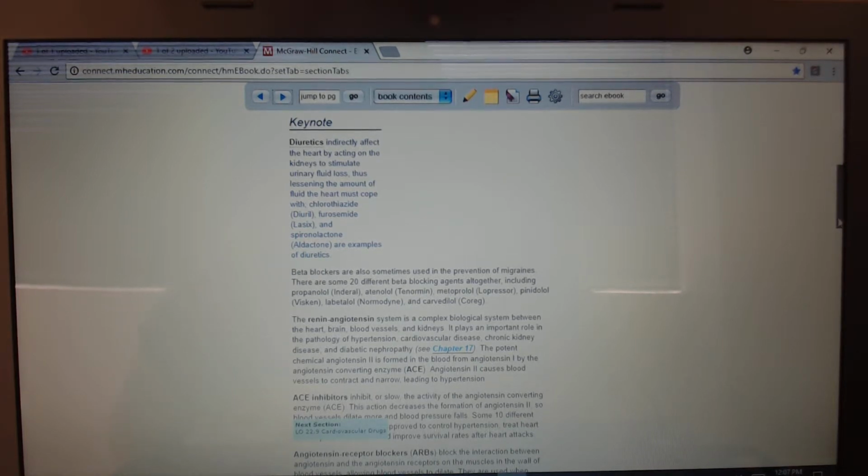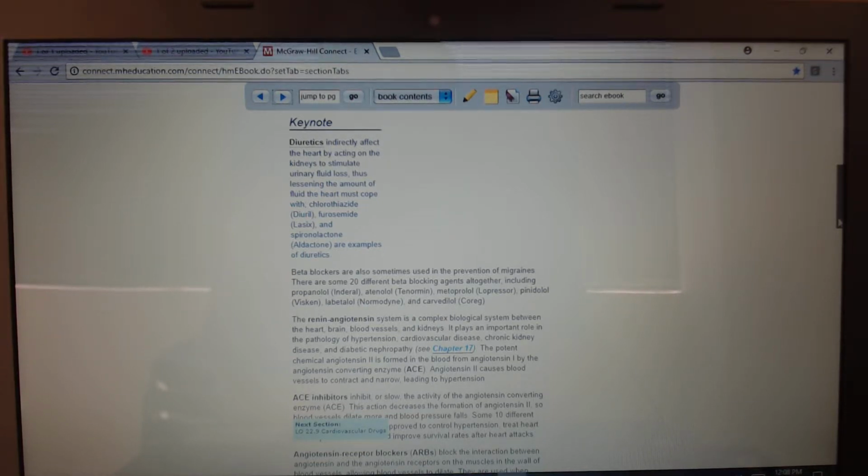Diuretics indirectly affect the heart by acting on the kidneys to stimulate urinary fluid loss, thus lessening the amount of fluid the heart must pump each time it contracts. Chlorothiazide, Diuril, furosemide, Lasix, and spironolactone, Aldactone are examples of diuretics. Beta blockers are sometimes used in the prevention of migraines. There are some 20 different beta blocking agents altogether, including propranolol, Inderal, atenolol, Tenormin, metoprolol, Lopressor, pindolol, Visken, labetalol, Normodyne, and carvedilol, Coreg.